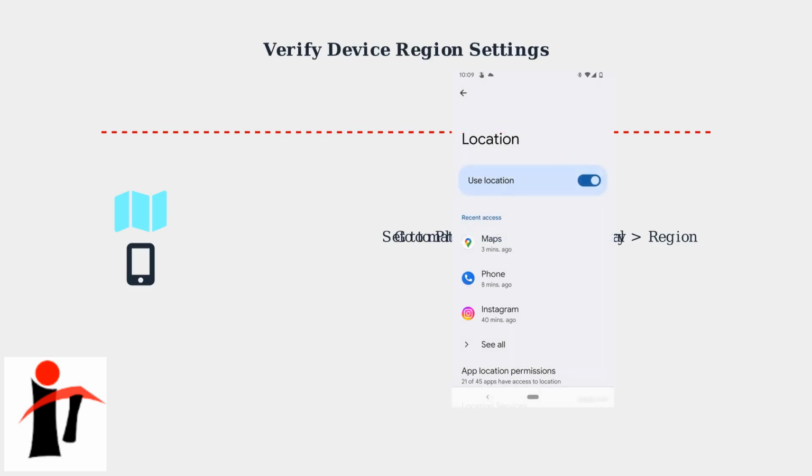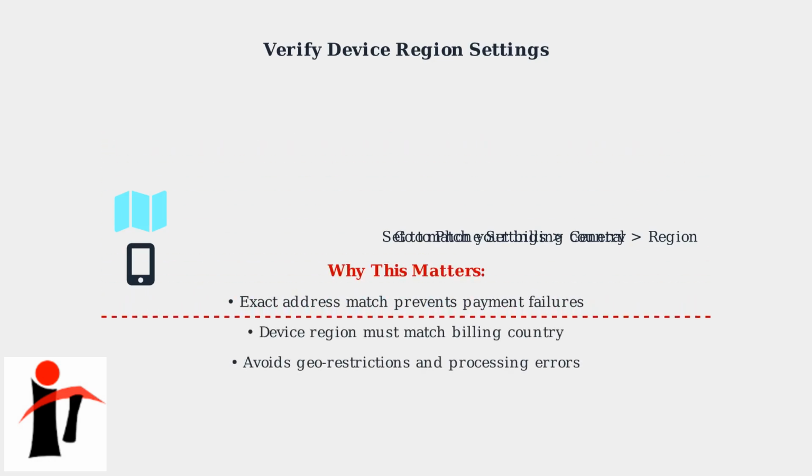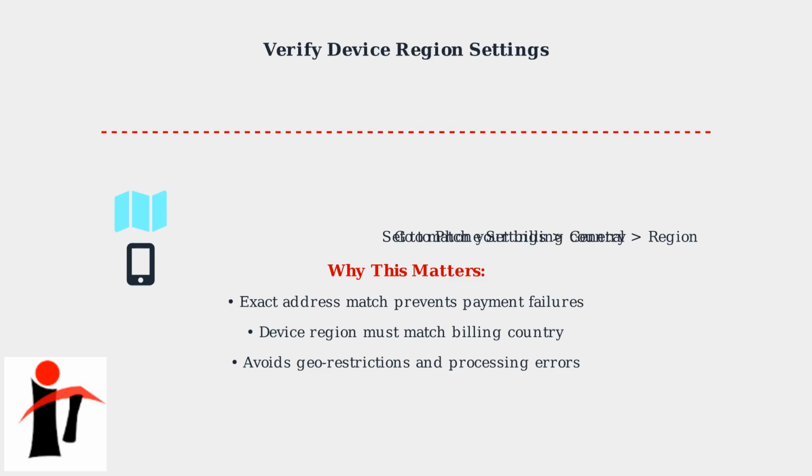On Android devices, go to Settings, Location to ensure location services are enabled and the region matches your billing address. This helps prevent geo-restrictions during payments. A region mismatch between your device and billing address can trigger geo-restrictions that block payments. Always verify both the app's billing address and your phone's region settings are consistent.